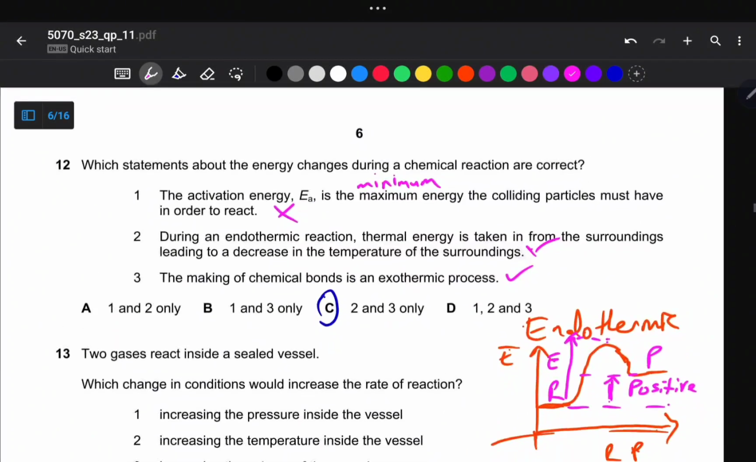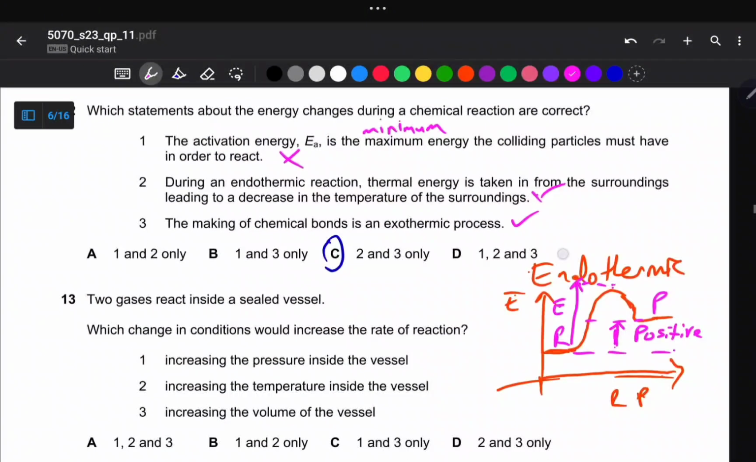You need to know these energy profile diagrams by heart, because they are going to be examined in your structured questions.